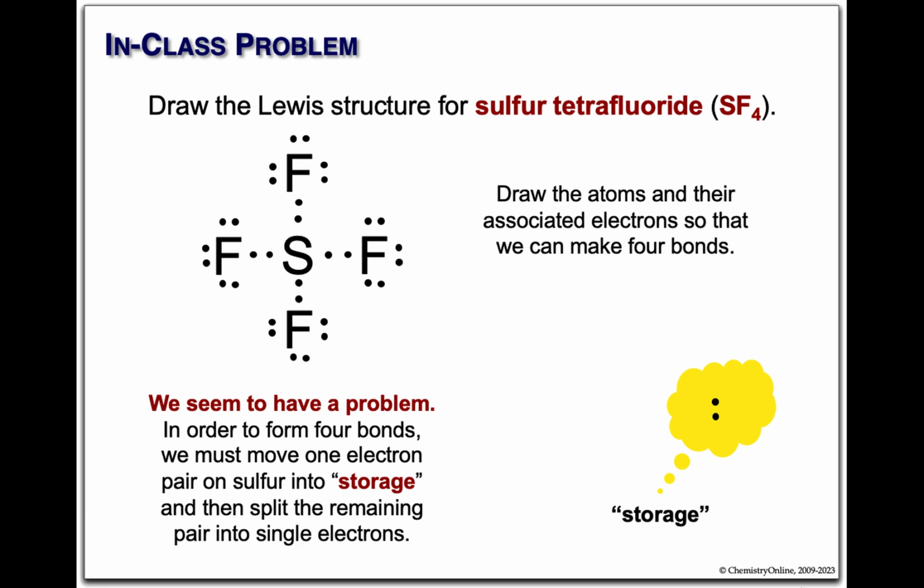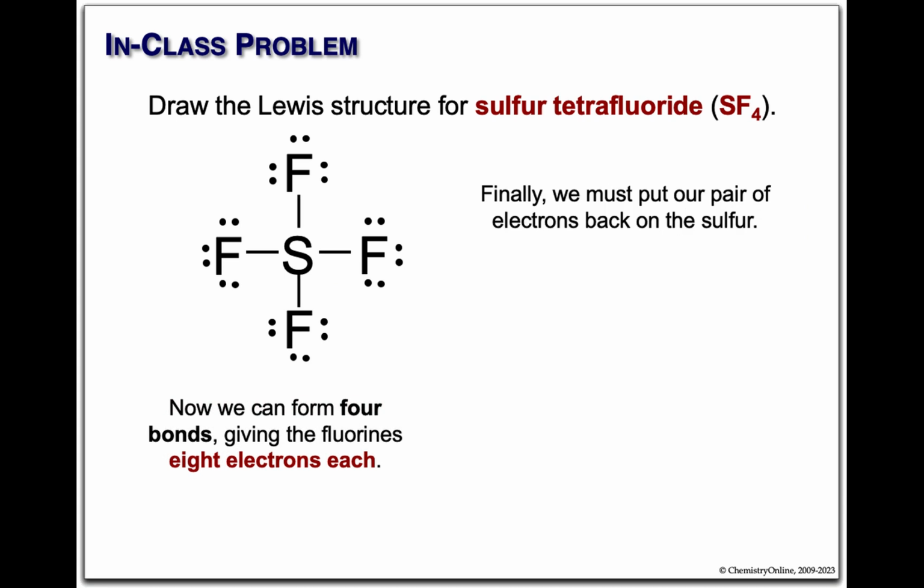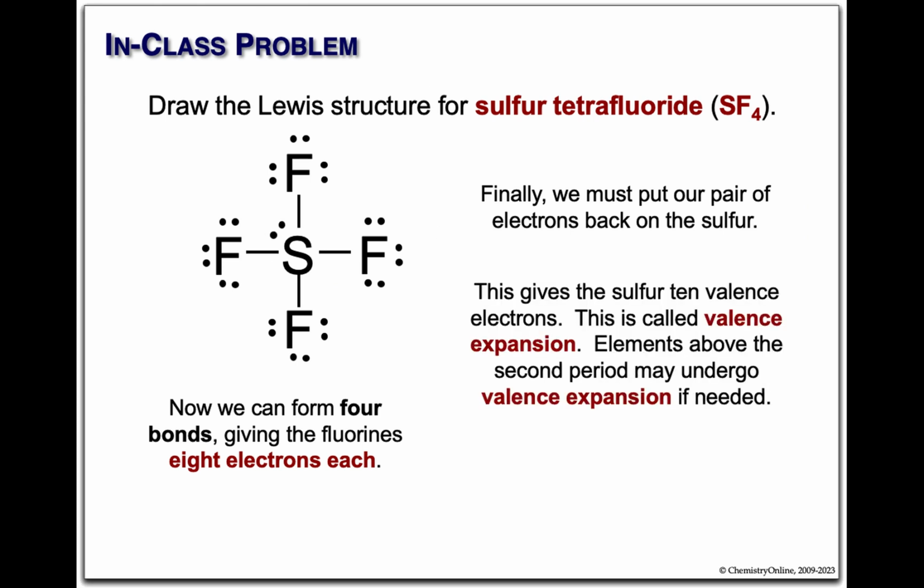Now it's no problem making 1, 2, 3, 4 bonds, except that we have our 2 electrons in the corner. What do we do with them? They go back on the central atom. Now we have 2, 4, 6, 8, 10 electrons around our sulfur. Again, this is valence expansion.